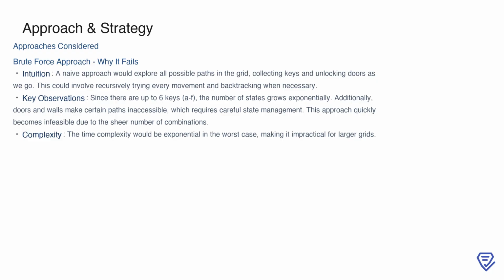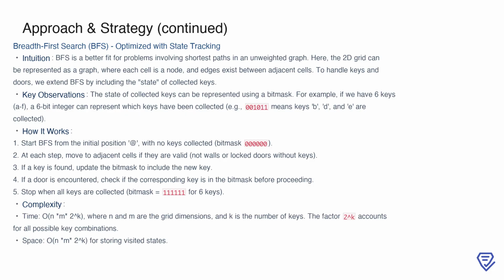With up to 6 keys, the number of possible states grows exponentially. Additionally, doors and walls make certain paths inaccessible without the right keys, which means we'd need to carefully track these states. This quickly becomes computationally unfeasible for larger grids. In terms of complexity, this approach would run in exponential time in the worst case, making it impractical for solving this problem efficiently. A more promising approach is to use breadth-first search, or BFS, optimized with state tracking.